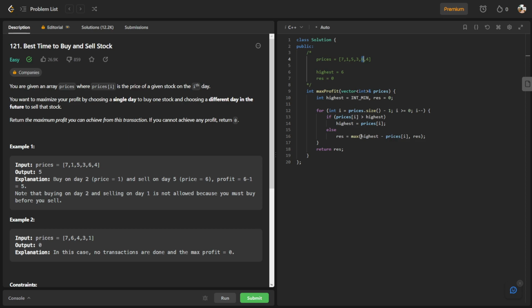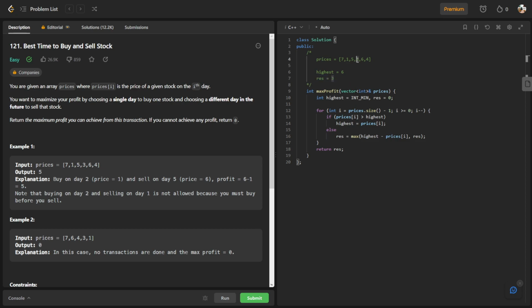So what we do is calculate how much profit this trade will yield us by taking the highest and minusing the current price. Currently our highest is 6 and the current price is 3, so the profit is 3, and it is compared against the result. Currently our result is 0, and we take the maximum of both. Since the maximum between 3 and 0 is 3, our result now becomes 3.